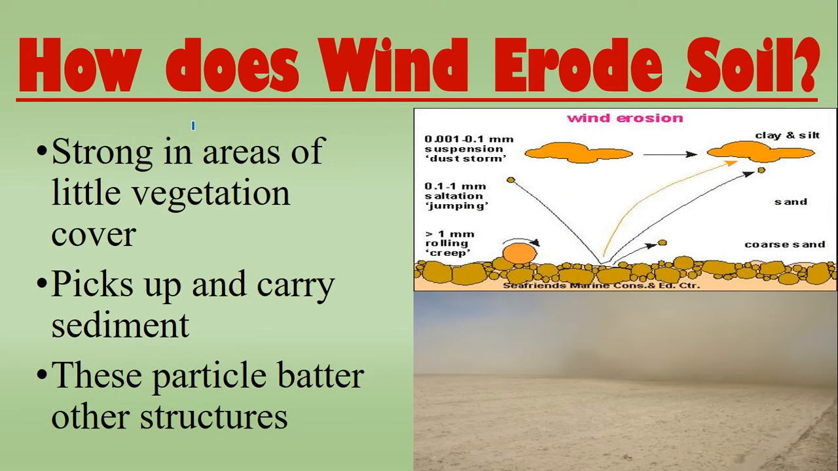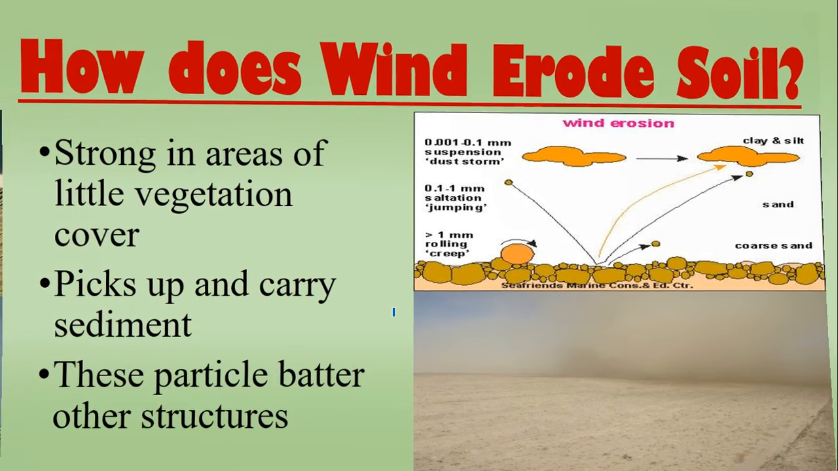Now, wind is another way that we erode soil. What happens here is the wind blows over and picks up particles. This is really strong in an area that does not have a lot of vegetation, because vegetation likes to keep the soil together with its roots. So the wind picks up and carries the sediments, and the particles actually batter other structures and cause more damage, like a sandstorm or something like that.